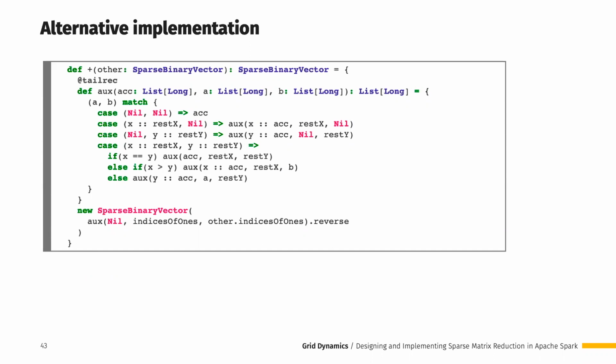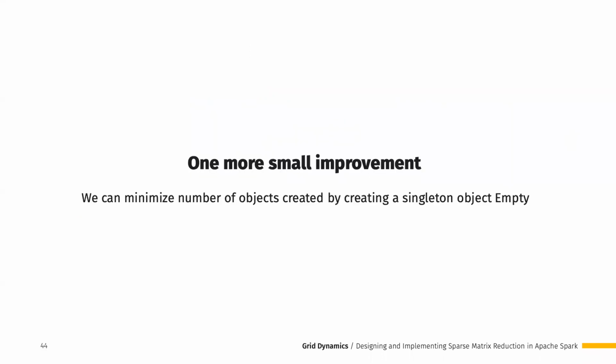You can imagine how it works, but I'm not going to prove that this is the case. So we have to reverse the list before we create a new sparse binary vector now. But as reverse is a linear operation as well, this addition is linear, we do not gain any, at least asymptotic, complexity here. There can be one more small improvement, but it's really small.